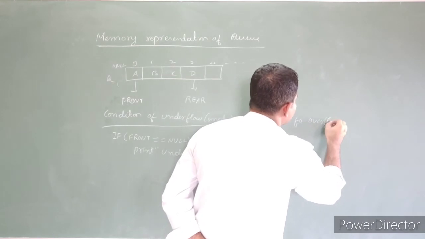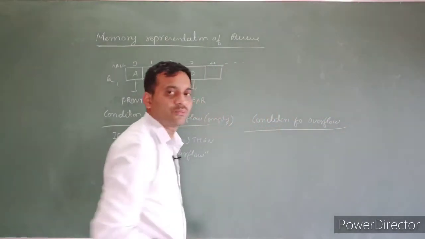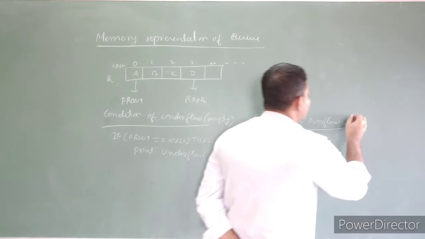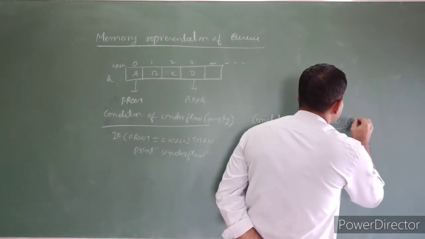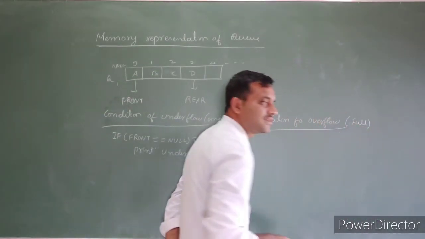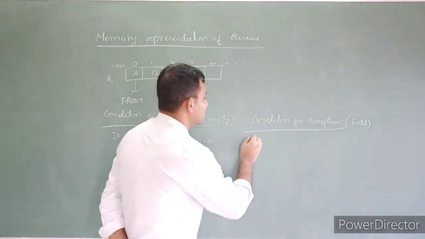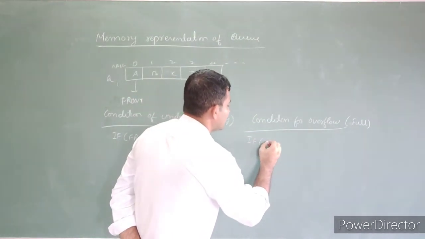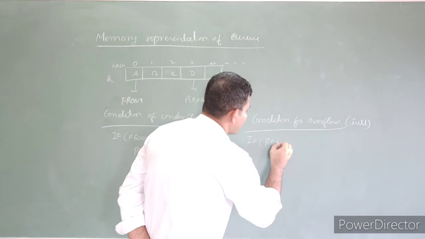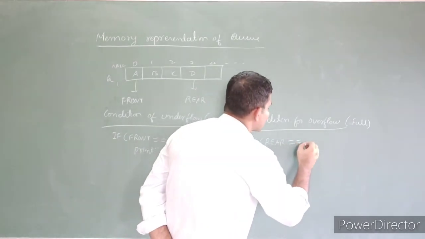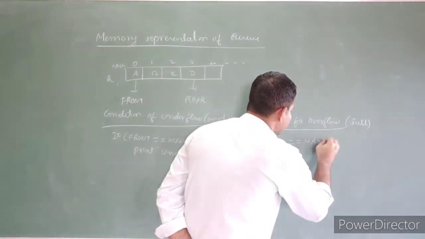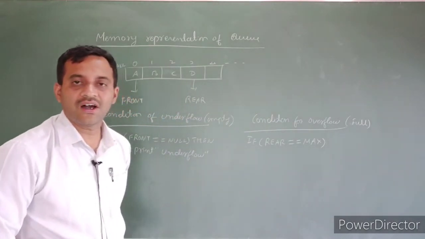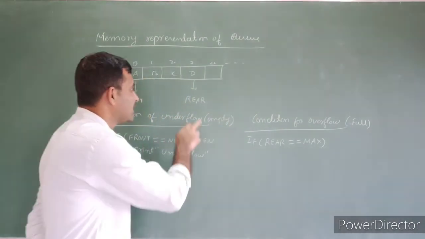Then the condition for overflow is, what is the meaning of overflow? Overflow means the queue is full. What is the condition for overflow? If rear is equal to maximum. If it is equal to n or it reaches the maximum element, that is, there are 4 items or 4 memory locations.